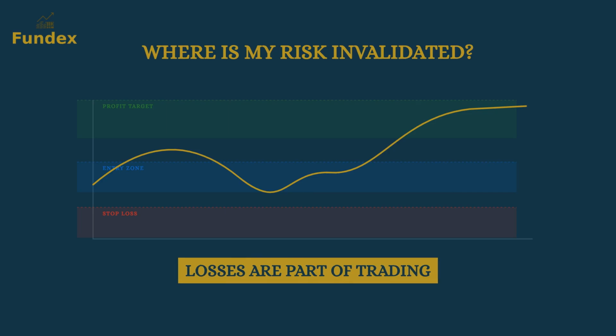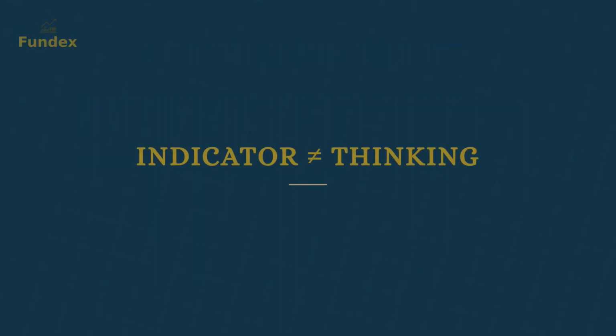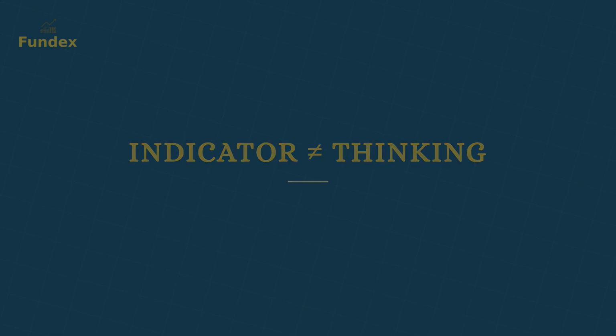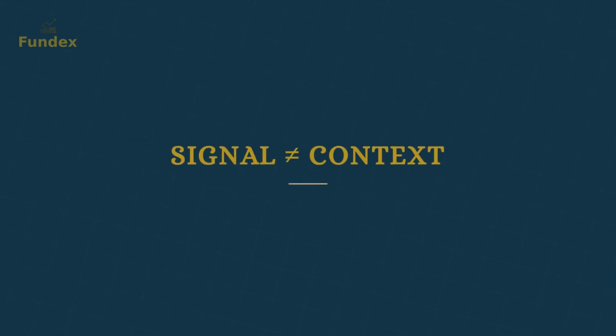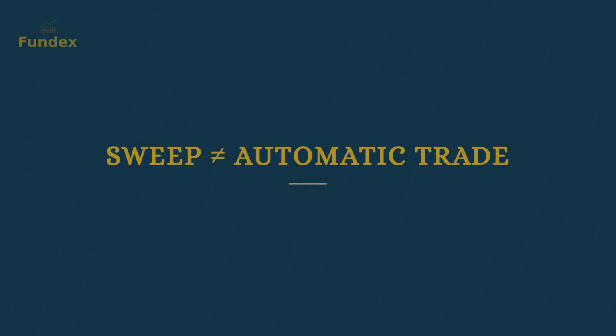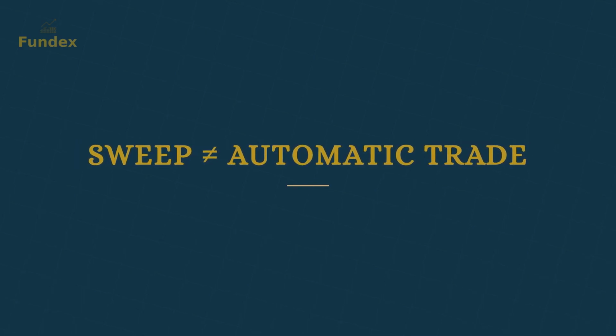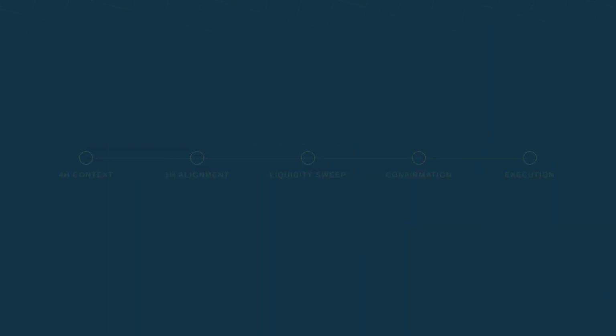And this is one of the biggest lessons I want you to take from this video. Your indicator should not replace your thinking. Your entry signal should not replace context, and a liquidity sweep should not automatically become a trade. Everything needs to work together. For me, the sequence is simple: 4-hour context, 1-hour alignment, liquidity event, confirmation. Then and only then do I consider execution.